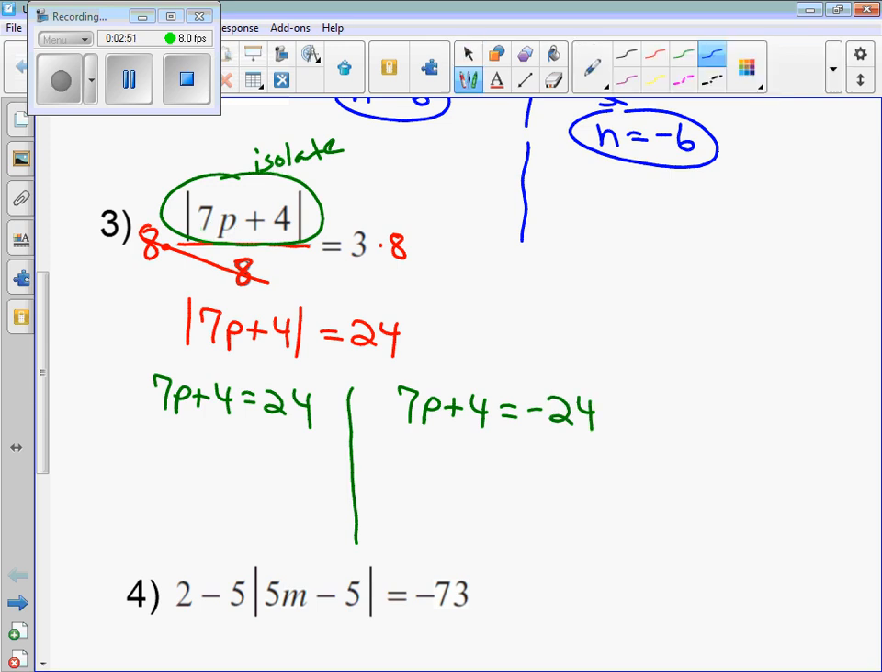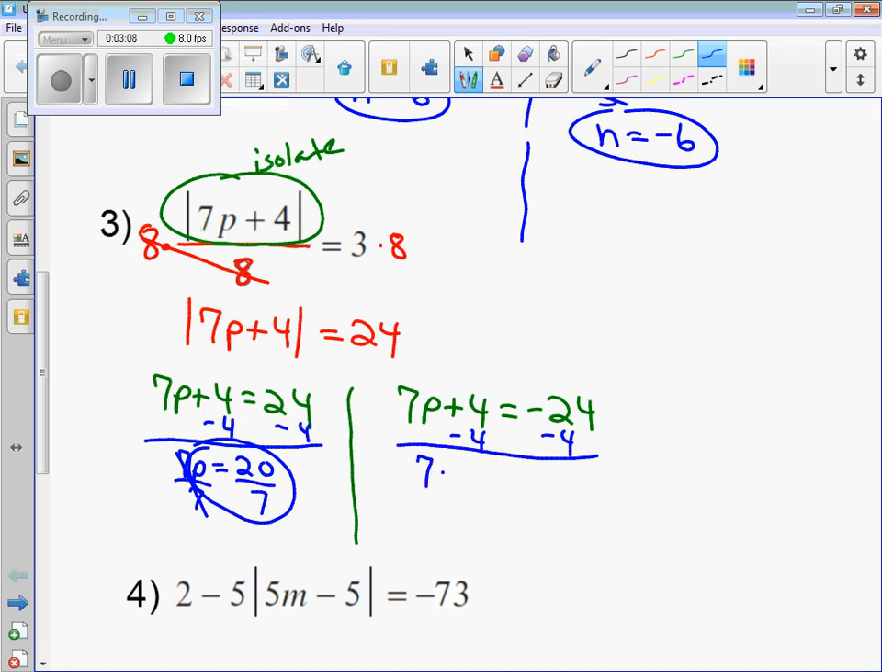Now let's solve both problems. Subtract 4, 7p equals 20, divided by 7. We get p to equal 20 over 7. On the right side here, if we subtract 4, this is where we're going to get a different answer. Same, -28, divided by 7. We get p to equal -4.